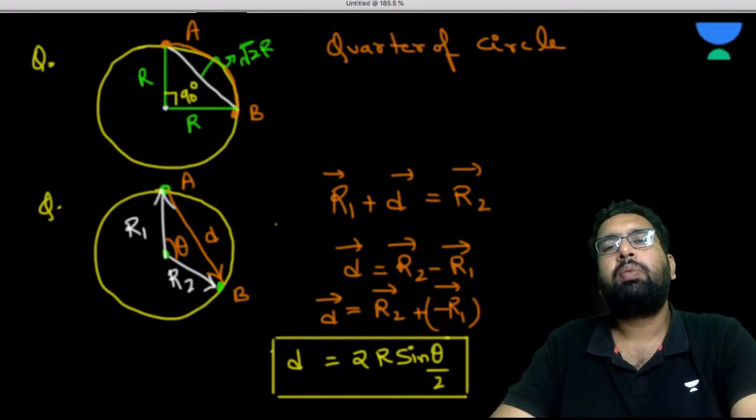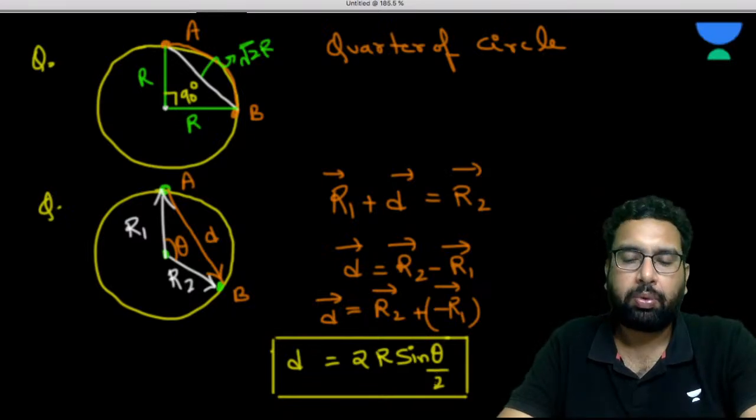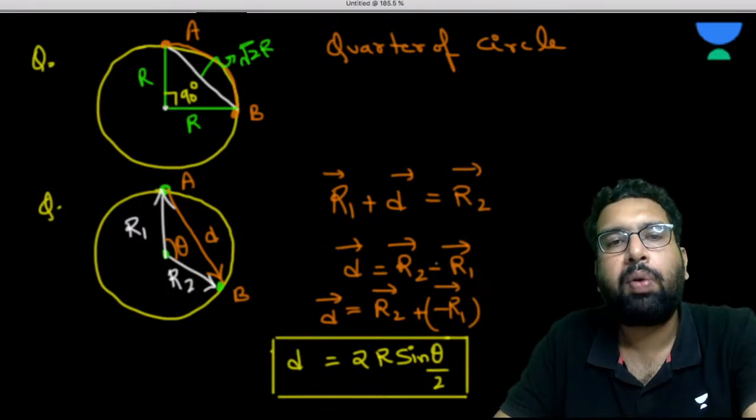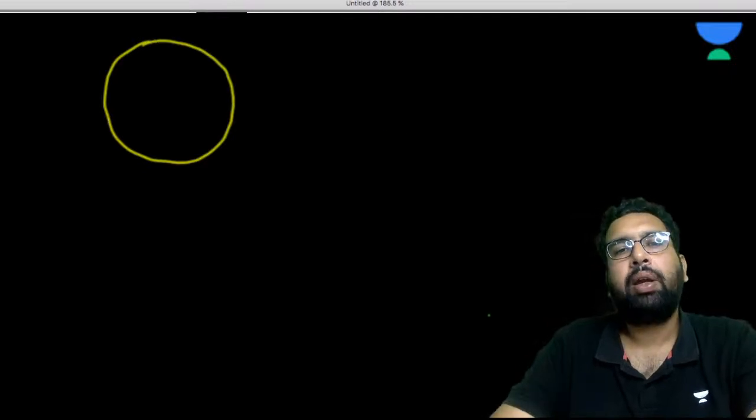So if you apply this formula, what are we getting? Sine 90 by 2, that is sine 45. Sine 45 is 1 by root 2. So it is going to be root 2 of r.